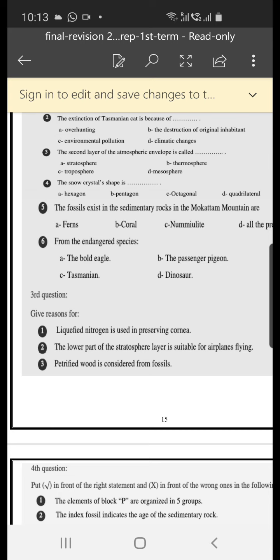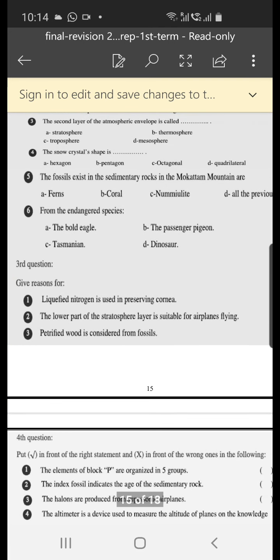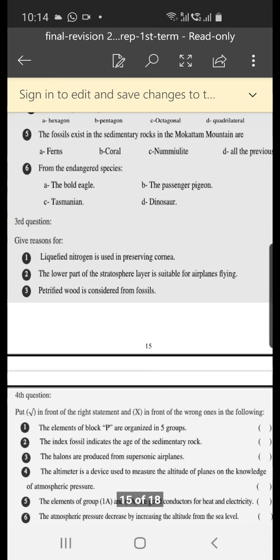Number 4, the snow crystal's shape is hexagon, pentagon, octagonal, quadrilateral. The answer is hexagon. Number 5, the fossils existing in sedimentary rocks in Muqattam Mountains are A, ferns, B, coral, C, Nummulite, D, all the previous. The answer is C, Nummulite. Number 6, from the endangered species: the bald eagle, the passenger pigeon, Tasmanian cat, dinosaur. The answer is bald eagle.